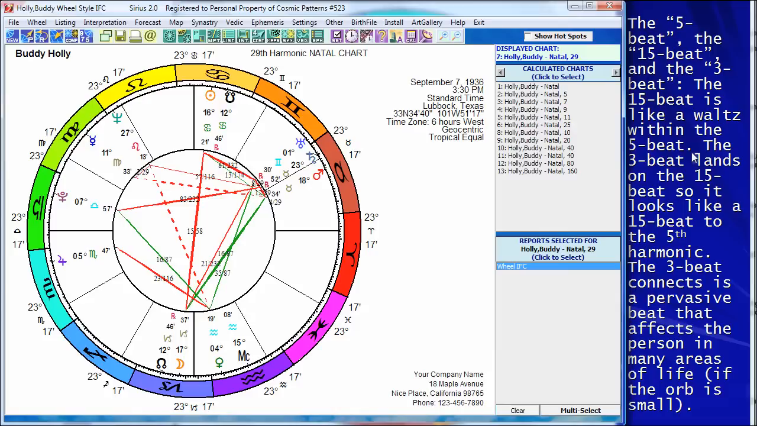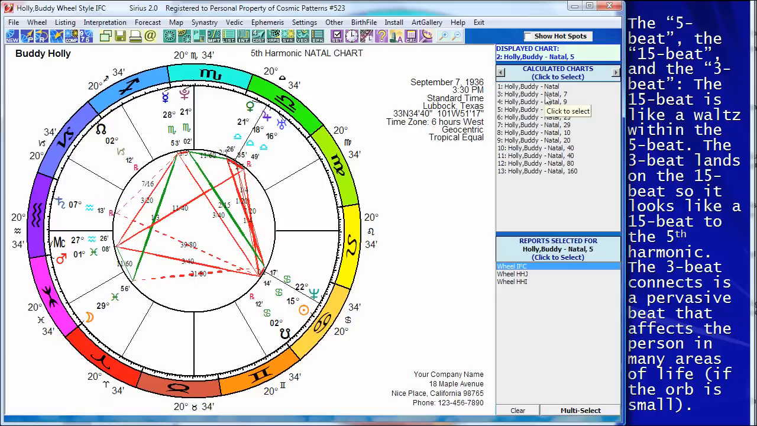Okay. All right, now let's look at another example. Let's look at a different aspect, a very different aspect. Let's look at Buddy Holly's 5th harmonic chart. And I've talked about this in one of the other videos. This Mars is 11/40th Uranus. This is a 3/8 aspect known as a sesquiquadrat. If you measure the distance from Mars to Uranus, it's approximately 135 degrees. And it tells us here there's an 11/40ths.